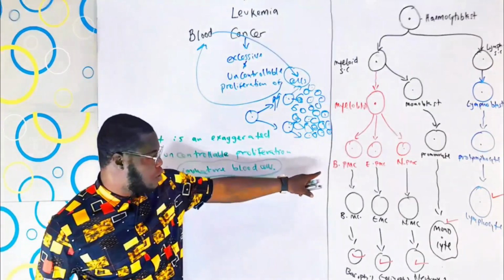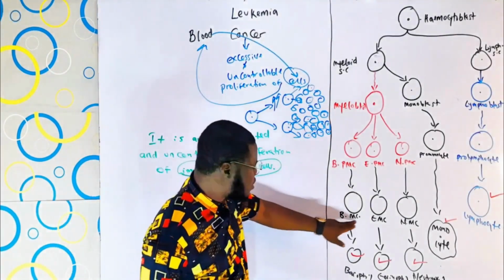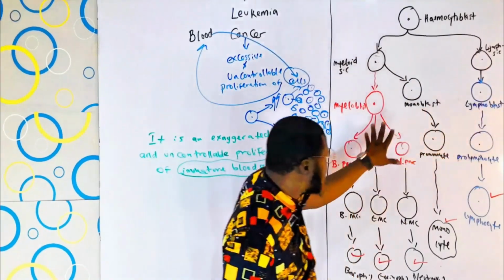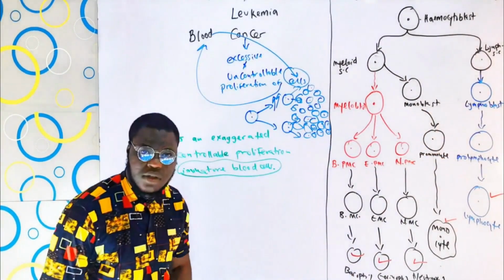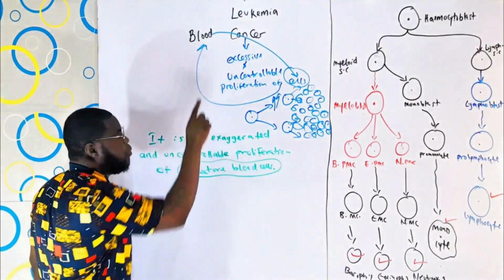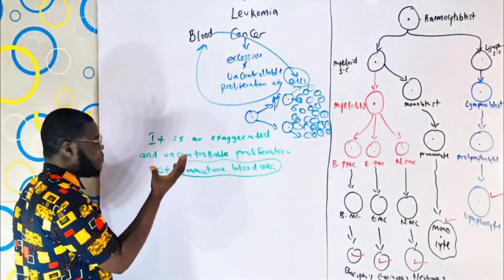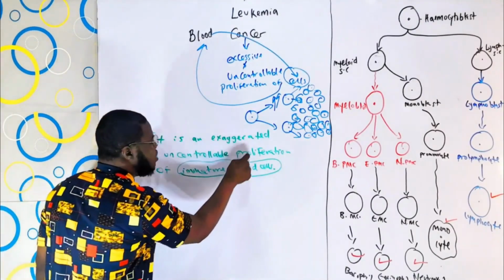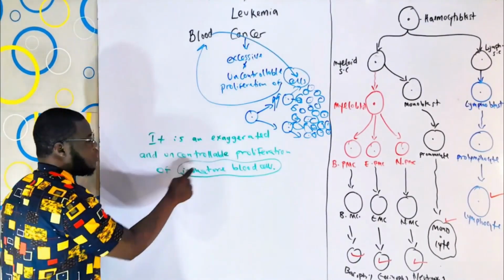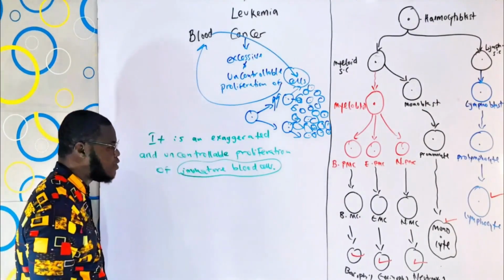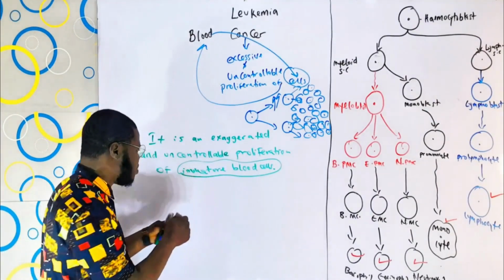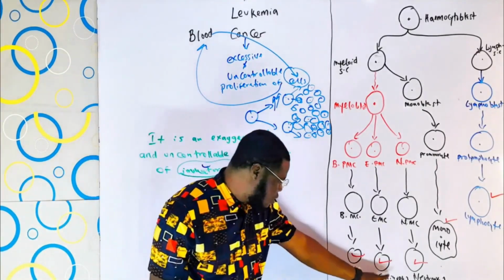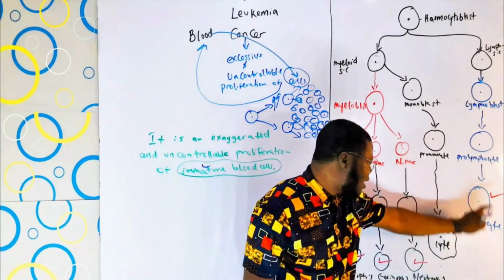Now, back to work. The point is, right from this level, up onto this level, they are all immature cells. And now you see, we call it leukemia or blood cancer. We define it by saying it is an exaggerated and uncontrollable proliferation of immature blood cells. Which means leukemia only affects immature blood cells. It doesn't necessarily affect things like basophil, eosinophil, neutrophil, monocytes, and lymphocytes.